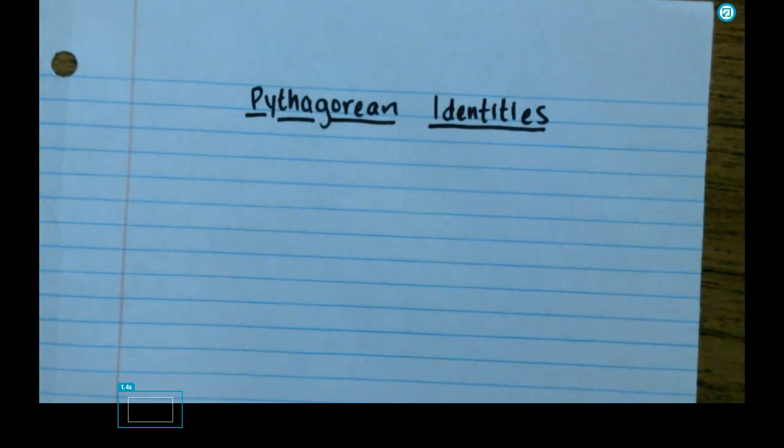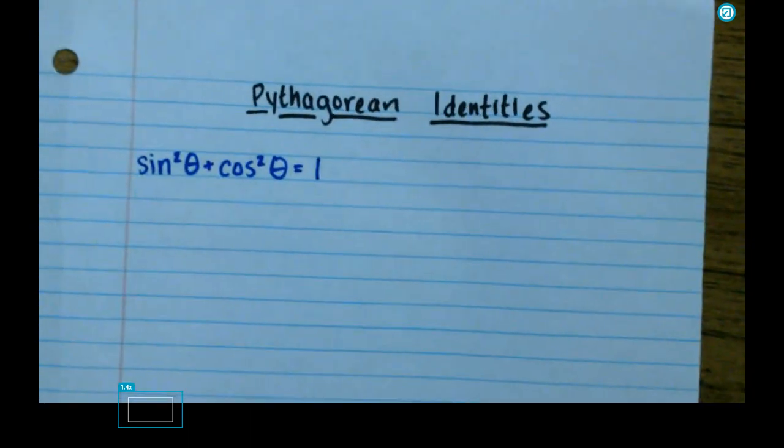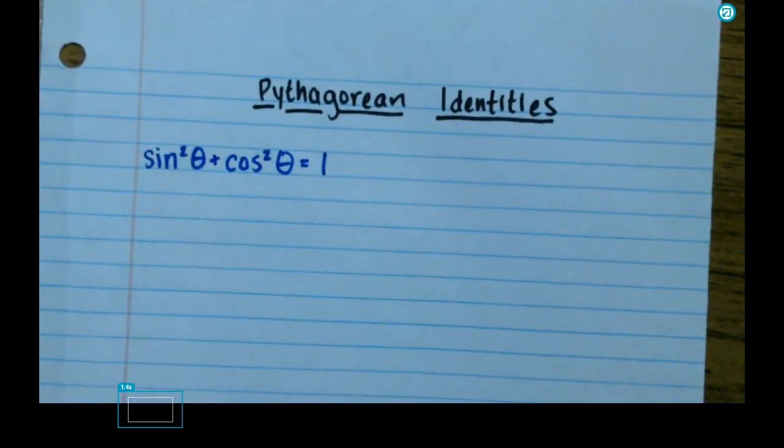So our 3 Pythagorean identities, the one we're going to use the most, is that sine squared of theta plus cosine squared of theta equals 1. Sine squared of theta means sine of theta squared. We put the squared after the sine so you know you're squaring the sine, not the theta. It's just how we write it.